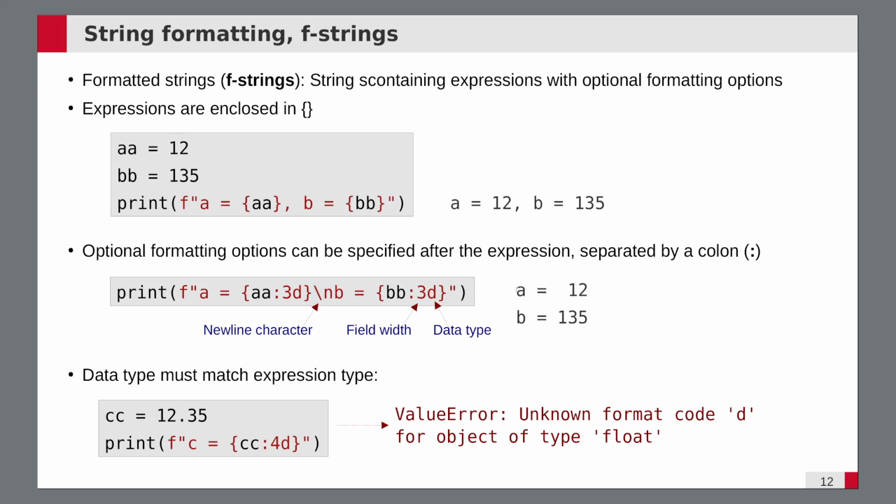What is the result? I get here the string a equal, and then I get the number 12, where the number 12 is written with a field width of 3 characters. And because I say that it's an integer, this d indicates it's an integer expression, it's right aligned. The same here, the b equal is printed, and then the integer, the current value 135 is printed, and again right aligned.